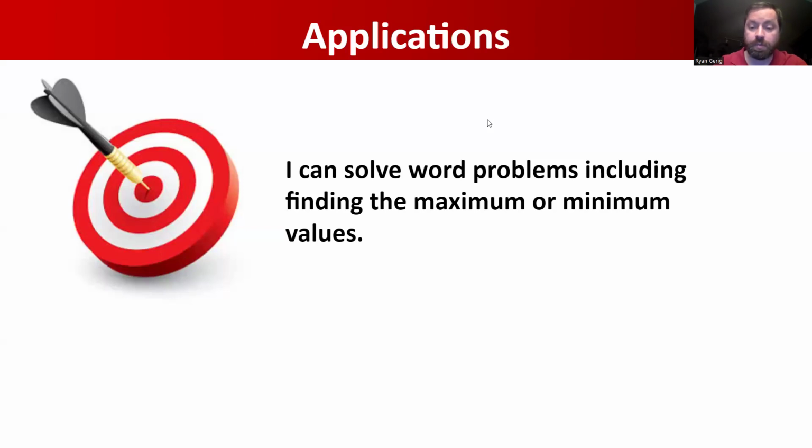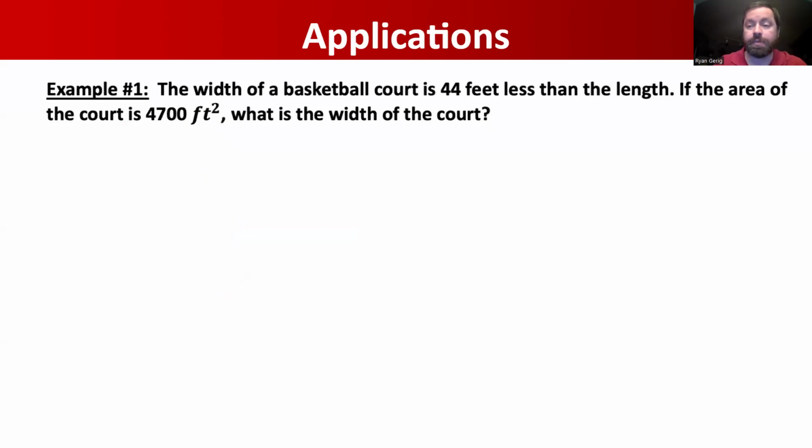So I can solve word problems involving finding the maximum or minimum values. All right, so the width of a basketball court is 44 feet less than the length. If the area of the court is 4,700 feet squared, what is the width of the court? So let's figure this out.